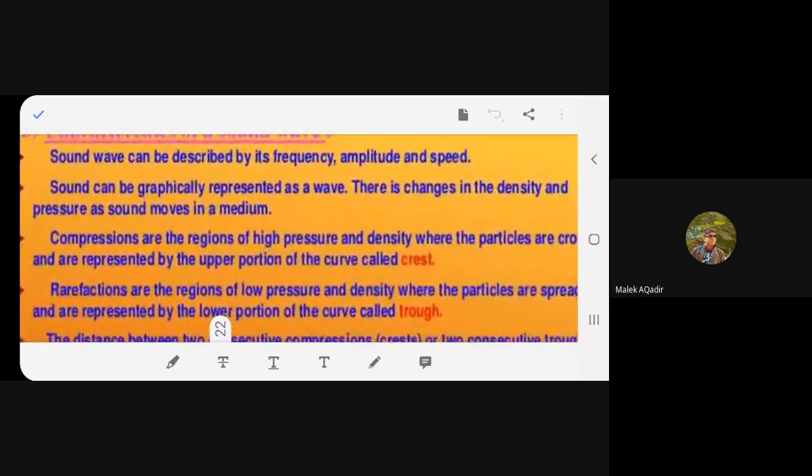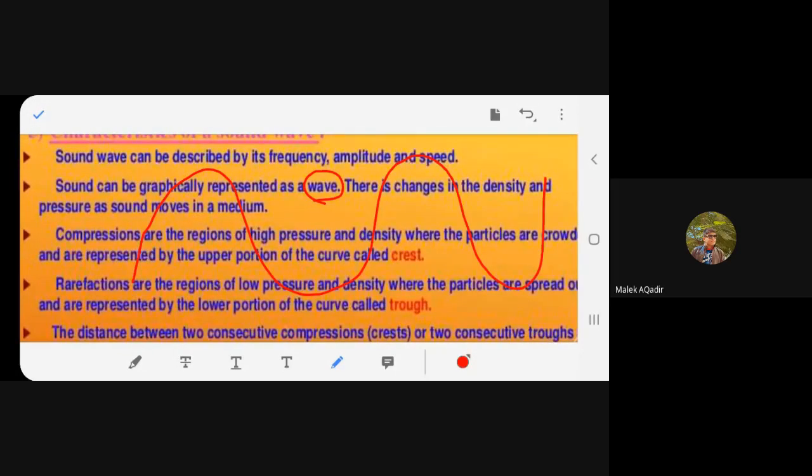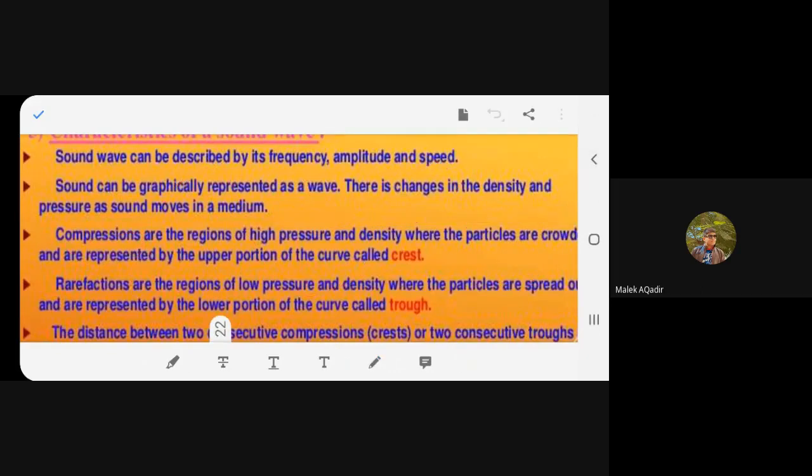Now we can show the sound as a wave, right? Like this. Got it? We can show this sound as a wave. Obviously the sound uses a medium. If there's no medium, we cannot hear sound, we know that. So whenever the sound is moving in a medium, what we have seen? Compression and rarefaction, isn't it?